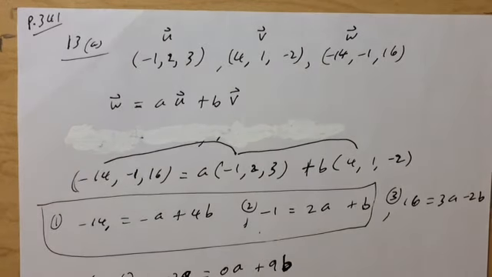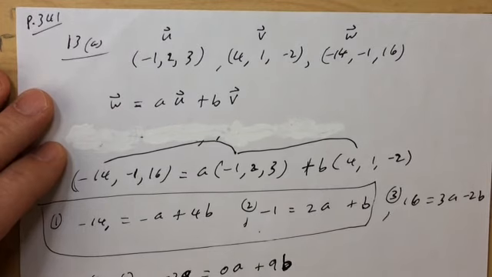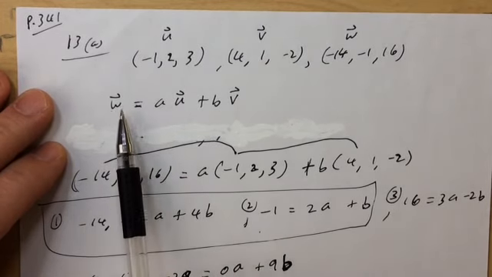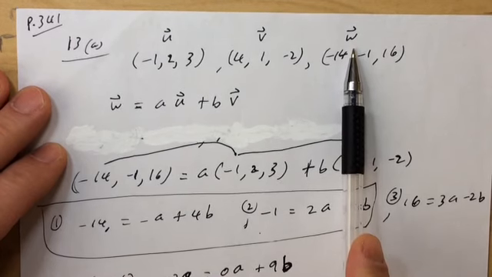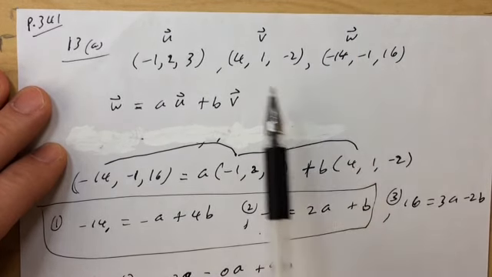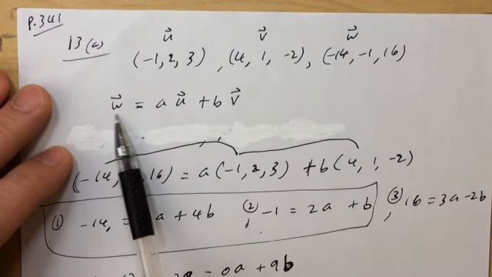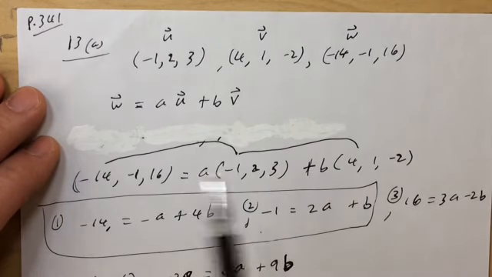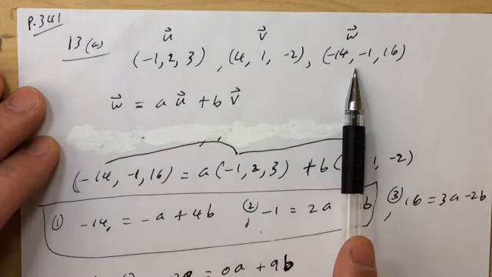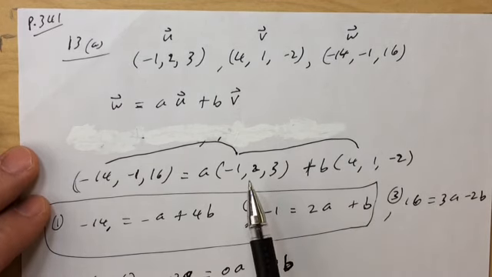Okay, here's another example, page 341, number 13a. So what we want to do here is determine if vector W can be written as a linear combination of vector U and V. So we write it out, W equals AU plus BV. Now, unlike the example I did before, this one is in 3 dimensions, so we're going to have 3 equations with 2 unknowns.